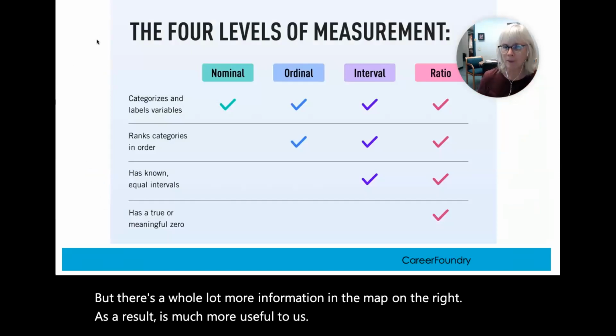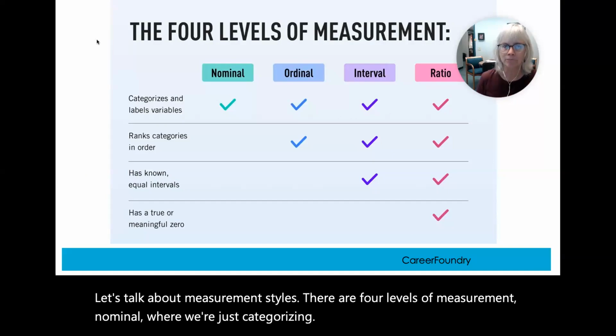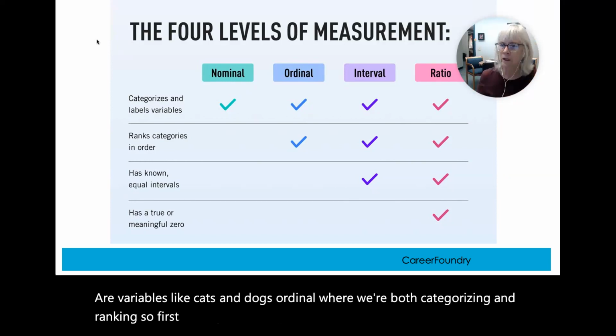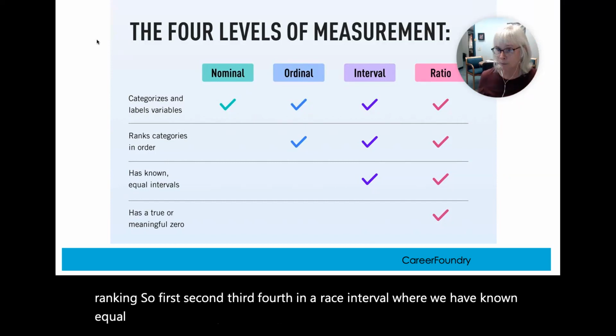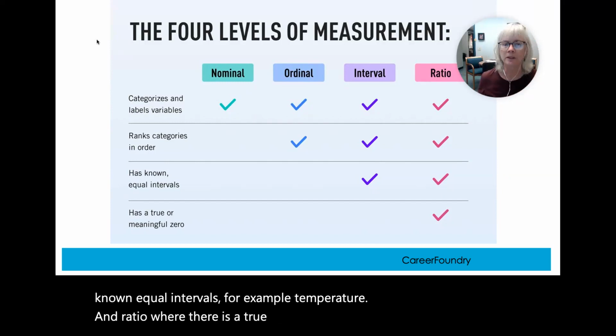Let's talk about measurement styles. There are 4 levels of measurement. Nominal, where we're just categorizing our variables, like cats and dogs. Ordinal, where we're both categorizing and ranking. So first, second, third, fourth in a race. Interval, where we have known equal intervals, for example, temperature. And ratio, where there's a true or meaningful 0.